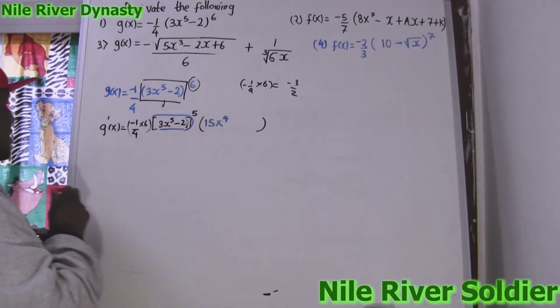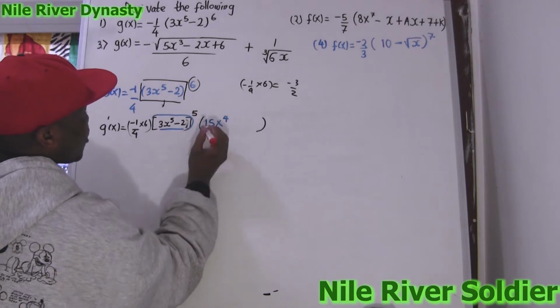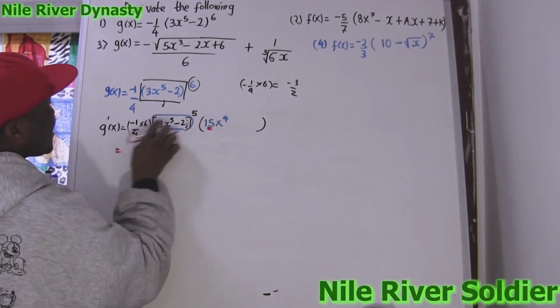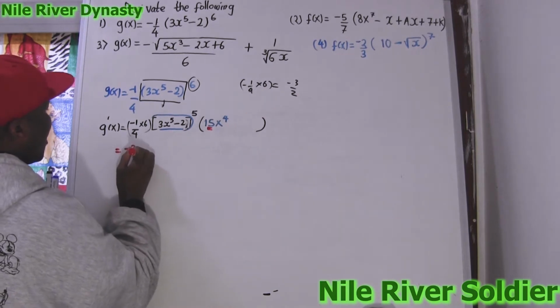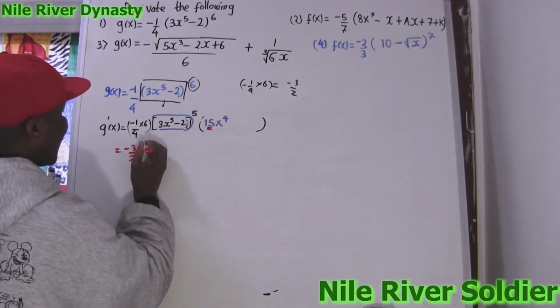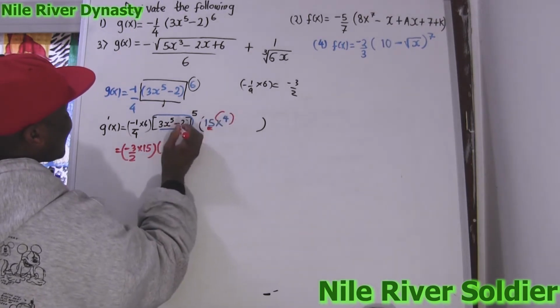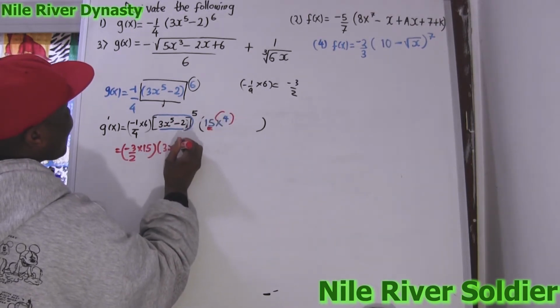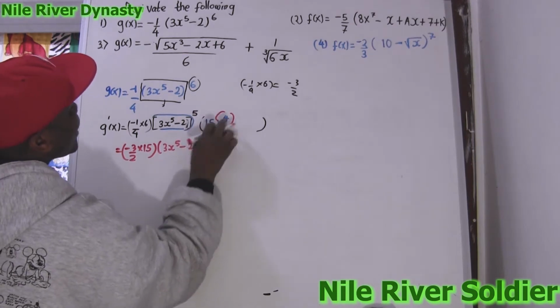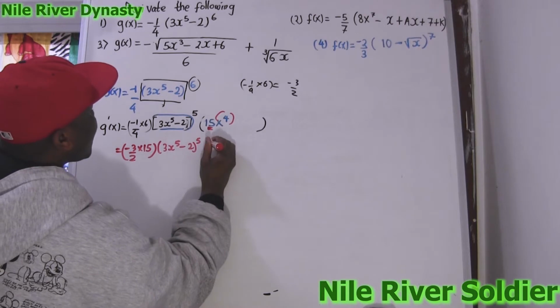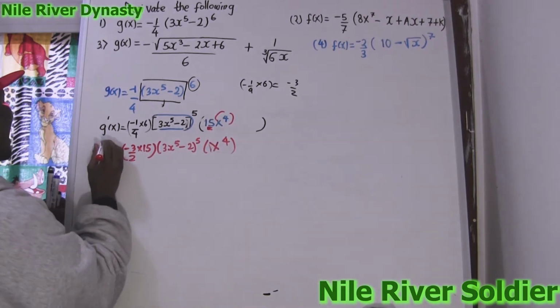Since this is my final answer, I can just take this, which is like a pure number. So I'll take 15 times everything in here. Negative 1 over 4 times 6 equals negative 3 over 2. I'm going to multiply negative 3 over 2 by 15. And then I'll write the rest, which is (3x^5 - 2)^5, and this is going to be only x^4, because the 15 went to the back. So this is g prime.